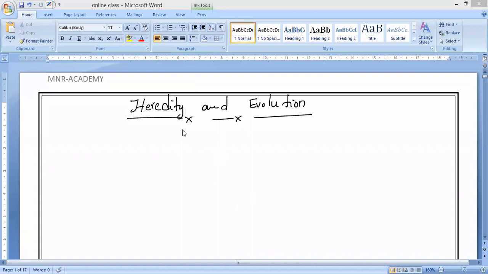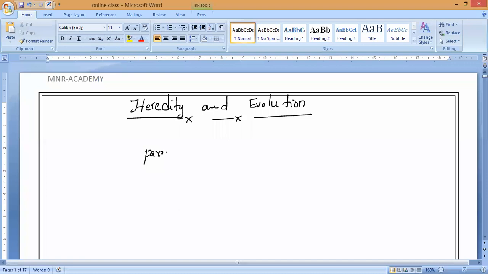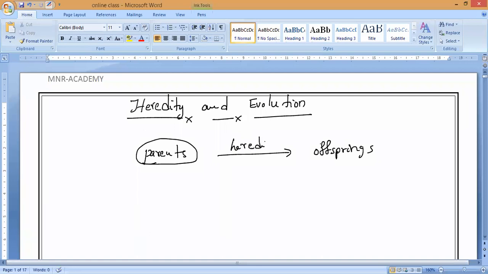Heredity is nothing but the transmission of characters from the parents to the offsprings. If we take our parents, for example, and we are the present offsprings, whatever characters are present in our parents are transferred from the parents to the offsprings or progeny. That is what we call heredity. Is it yes or no? So that is what we studied.